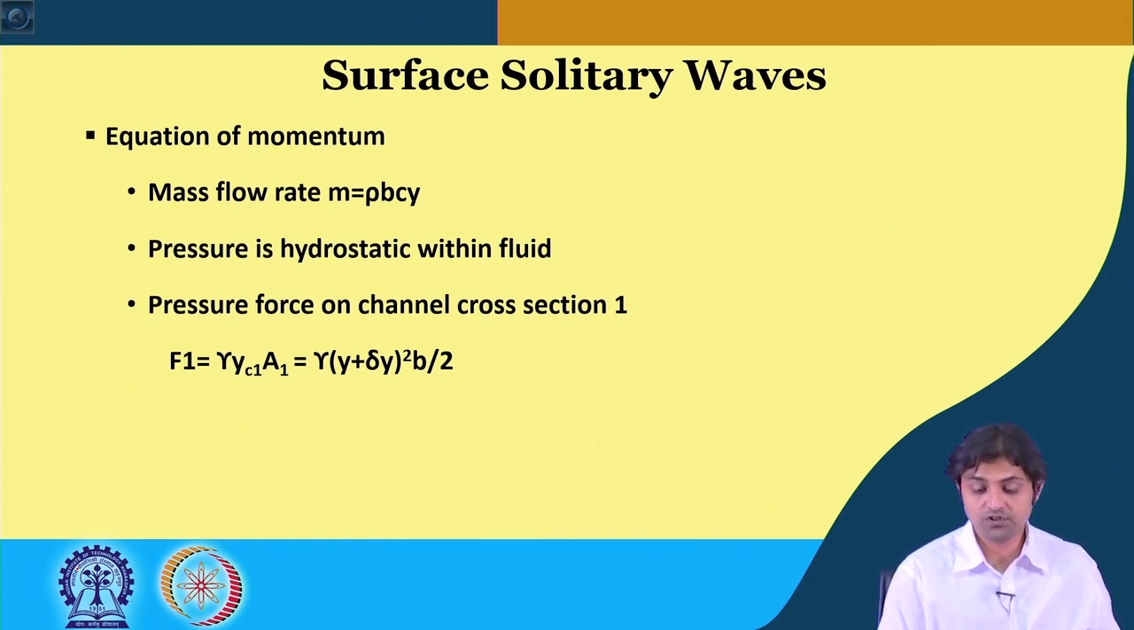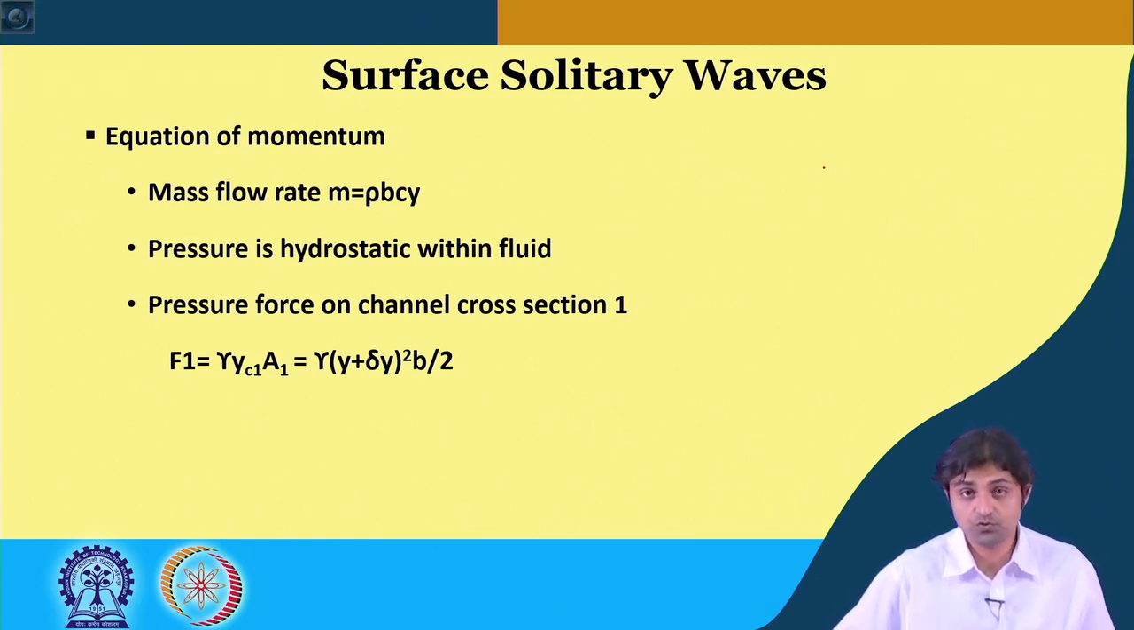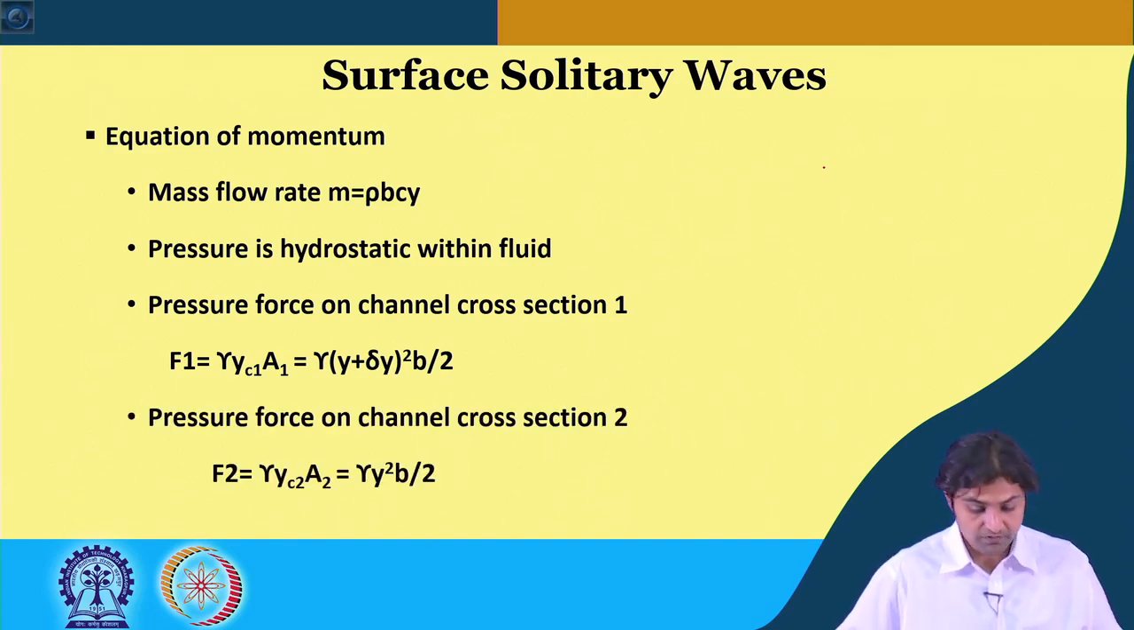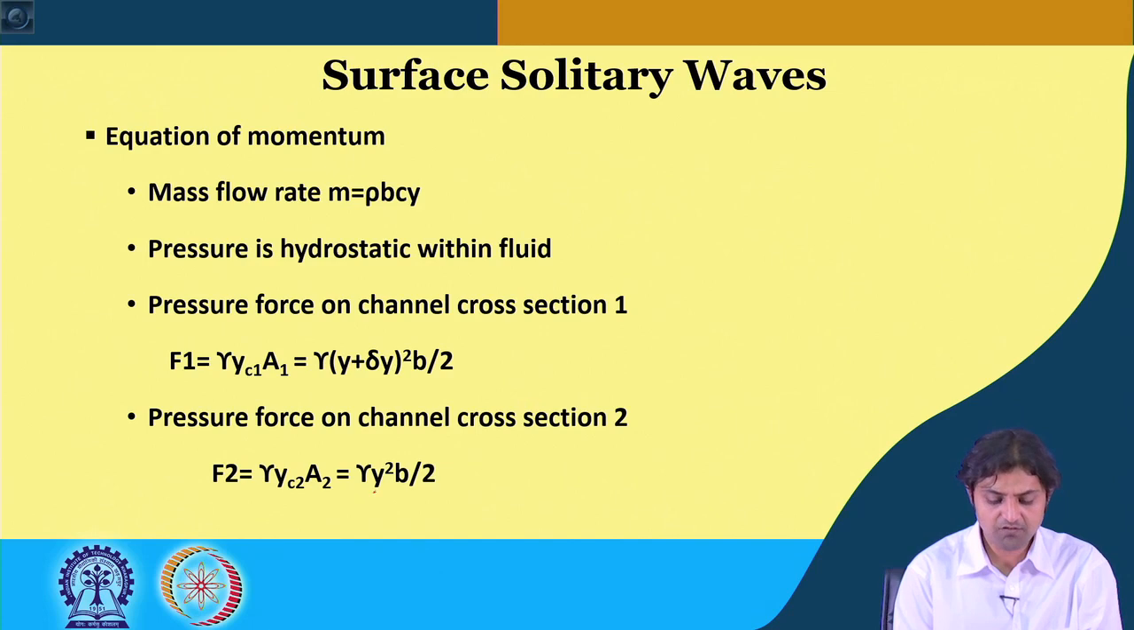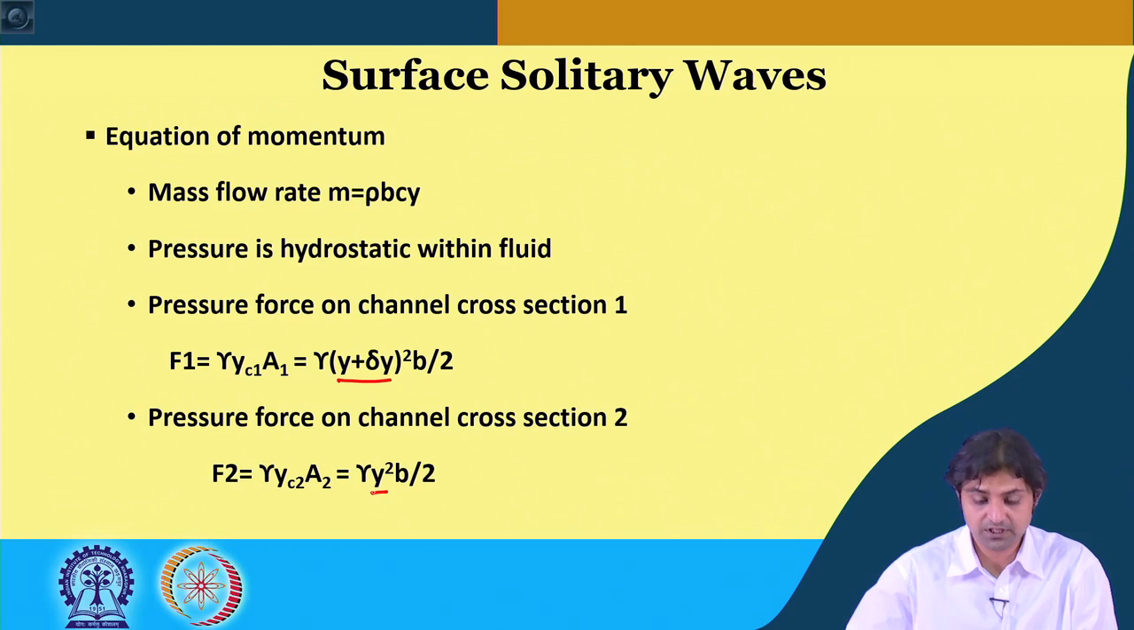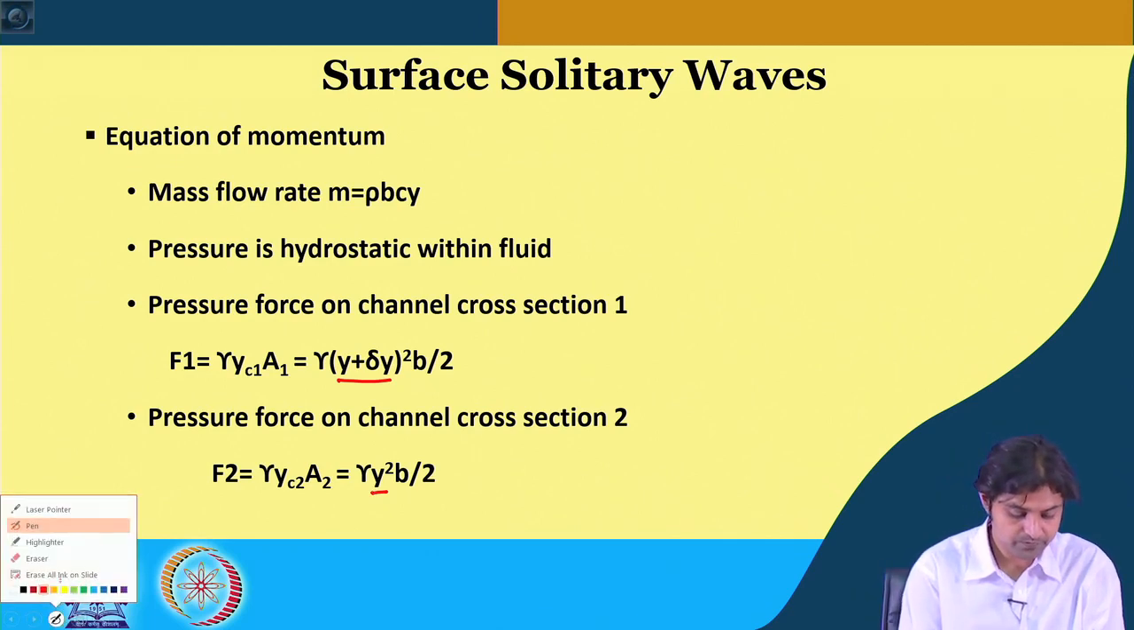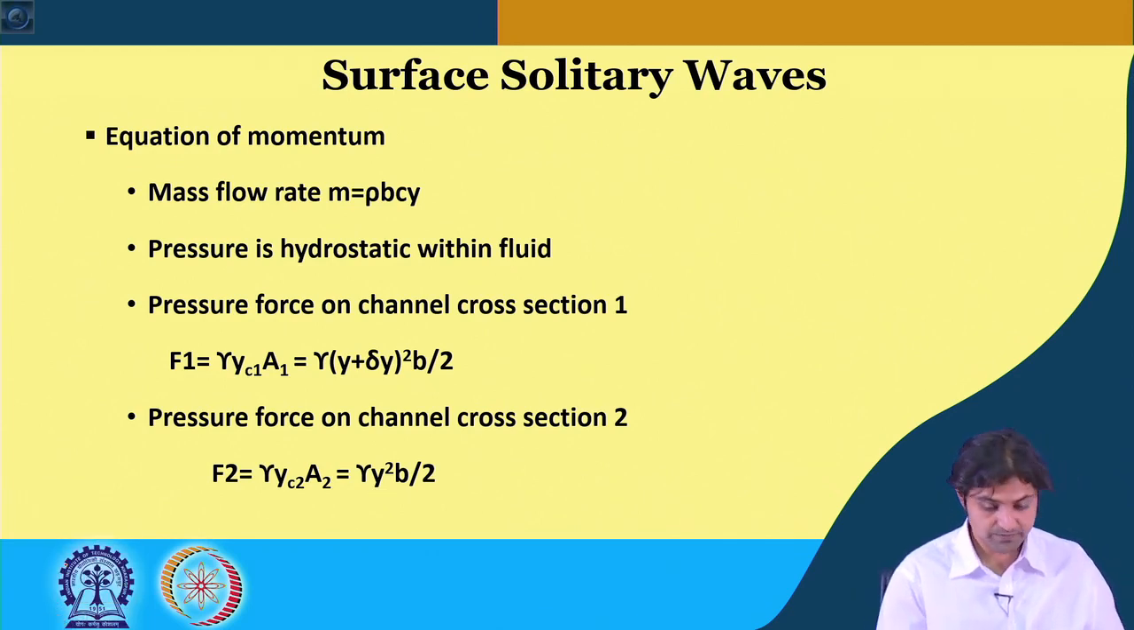Similarly, the force on the channel on cross section 2, the right hand side of that control volume, will be simply gamma y square b by 2. On the left hand side the height was y plus delta y, so it is y plus delta y whole square, and on the right hand side it was y, so it is y square b by 2.